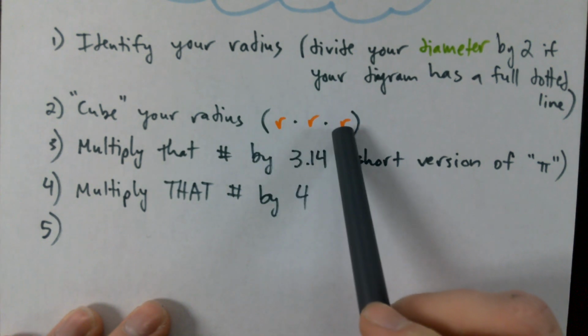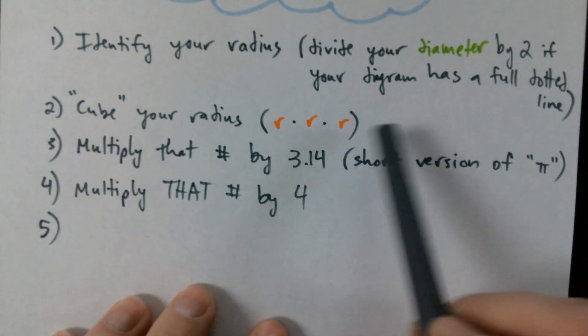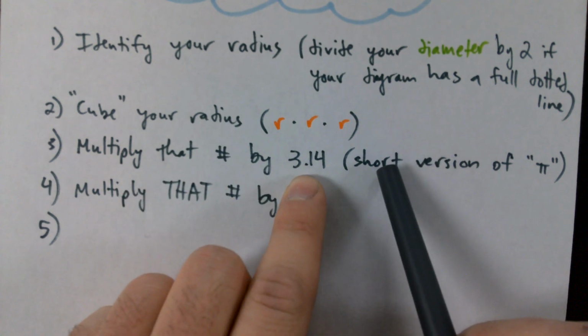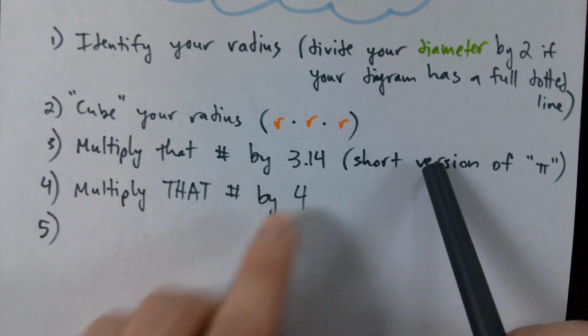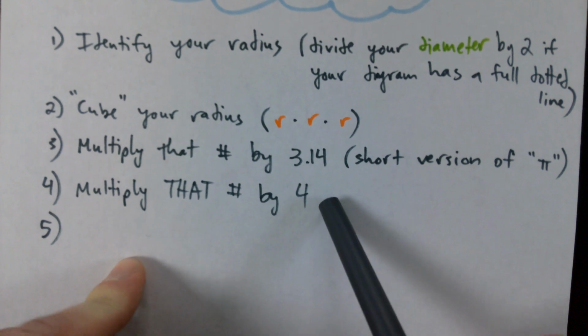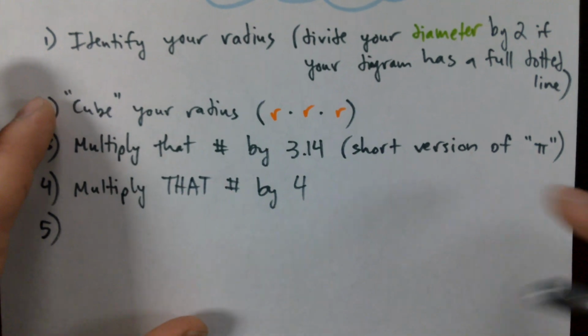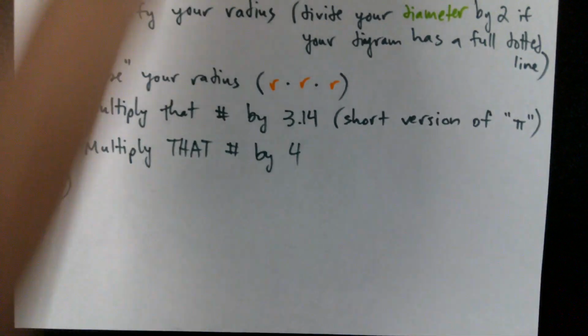You're going to cube it and get a new number. Whatever that new number is, you're going to multiply it by 3.14, and you're going to get a new number, right? Then you're going to use that number and multiply it by 4. You see what I mean? So we're just building it out as we go. On the calculators, it's really self-explanatory, so just stay with me.